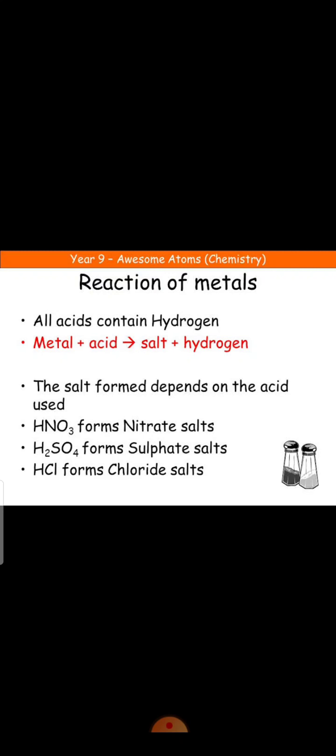If we use nitric acid, which is HNO3, in the reaction, then it forms nitrate salts. If we use sulfuric acid, H2SO4, then it forms sulfate salts. And if we are using HCl, hydrochloric acid, then it will form chloride salts.